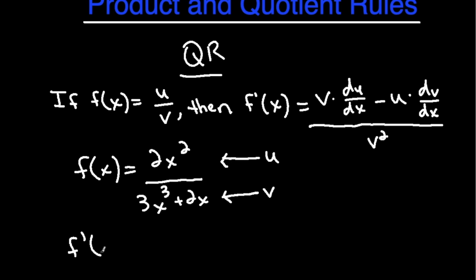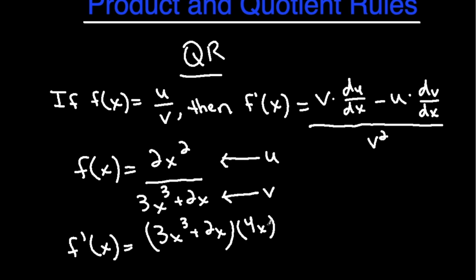So for the derivative of f of x, we'd first do v times the derivative of u, so 3x cubed plus 2x times the derivative of 2x squared, which is just 4x using the power rule, and then we'd subtract u times the derivative of v, so minus 2x squared times the derivative of v, which is 9x squared plus 2. Once again, using the power rule there.